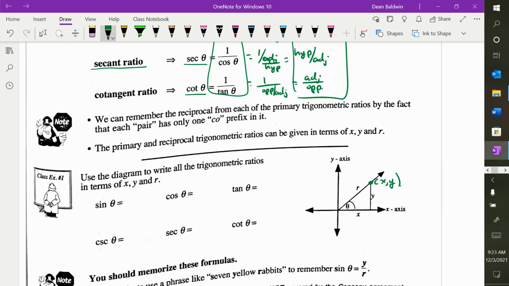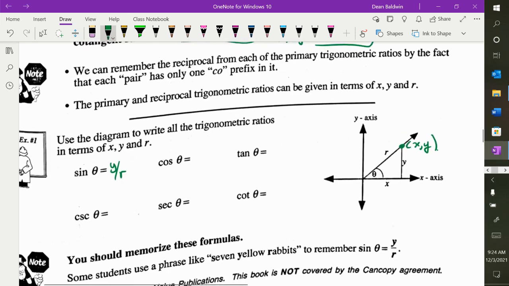So if I'm talking about sine theta of this angle, it's what side over what side? Y over R. What is cosine going to be? X over R, because that's the adjacent. This is the adjacent, op, and there's your height. So it's going to be X over R. And tan is going to be Y over X.